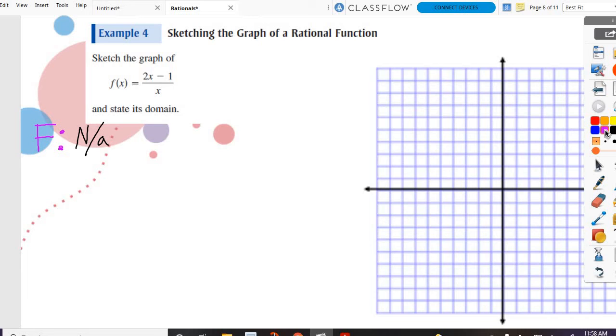So then what comes next? F-I, so intercepts. Now we have two kinds. We have x-intercepts, we have y-intercepts. And we need to find both of them. So for our y-intercepts, what do we do to find the y-intercept?